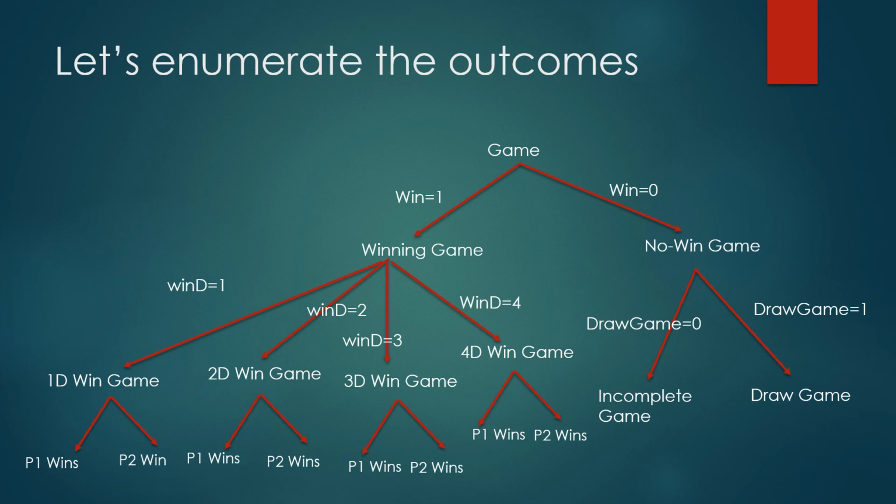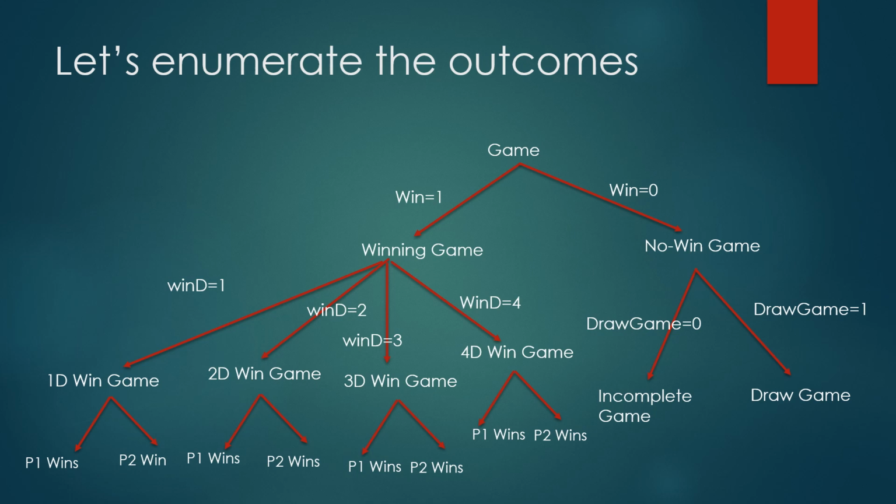So at the top level, we could randomize this single bit variable, which can be either 1 or 0. If it's 1, we will know that we are generating the board for a winning game. If it's 0, we will generate the board for a no-win game.